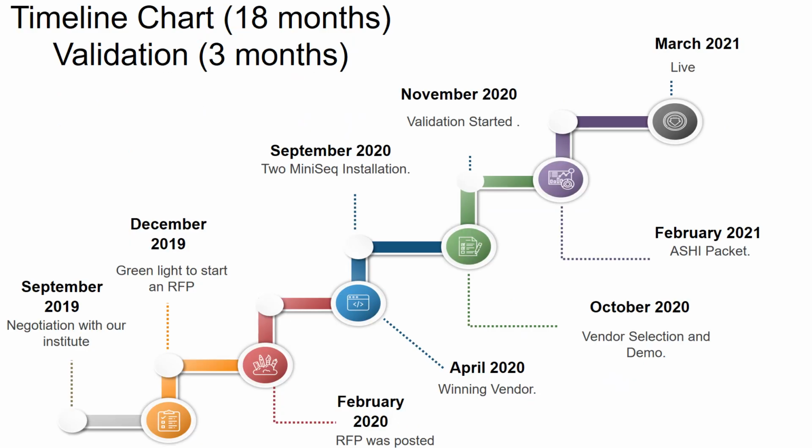This is just a timeline to give you an idea of how long it usually takes for a lab to implement a new method. So we started in September of 2019 and we went live in March 2021, although the actual validation only took us 3 months to finish.